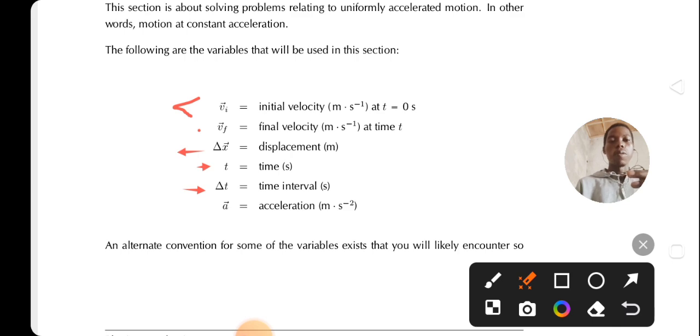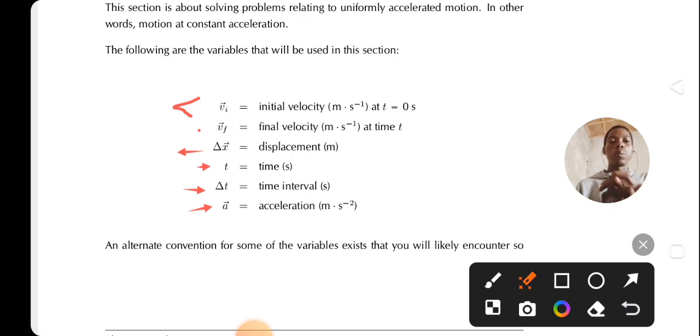And we also have acceleration. Acceleration has a unit of meter per second squared. So these are the parameters or variables that we are going to be using to solve problems under motion at constant acceleration. What you will do here is to know the unit of each variable.